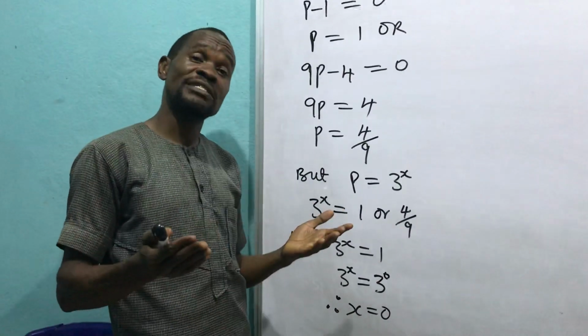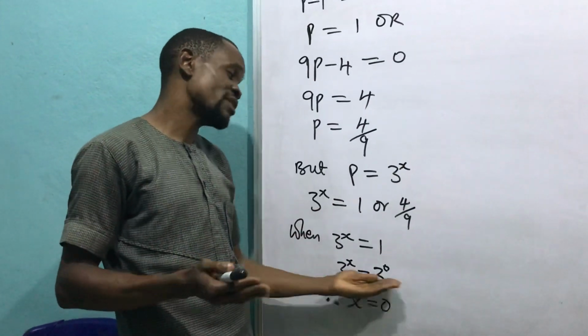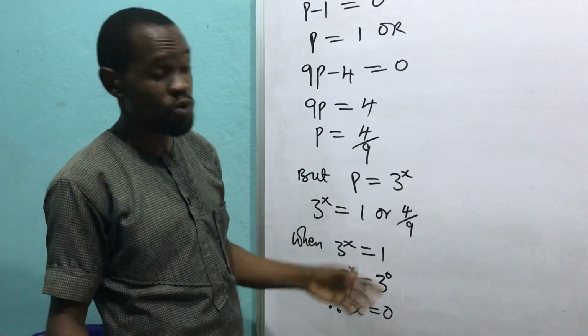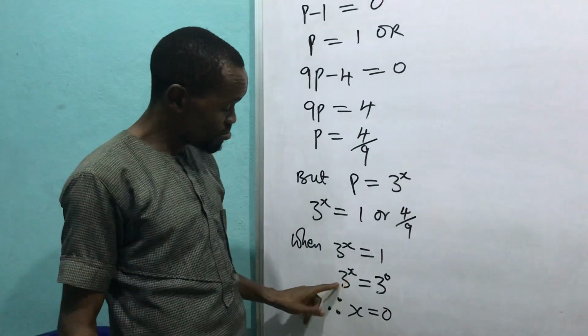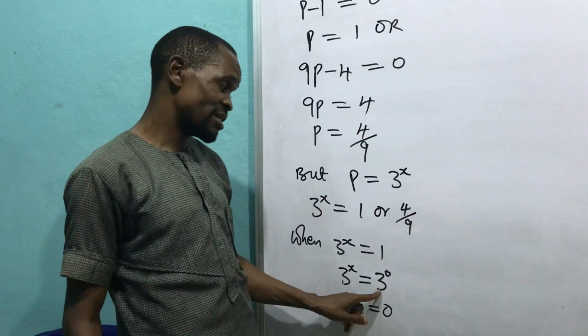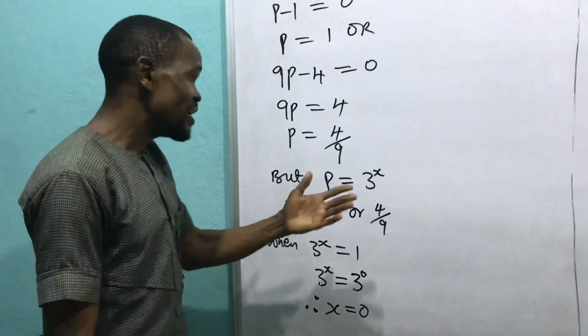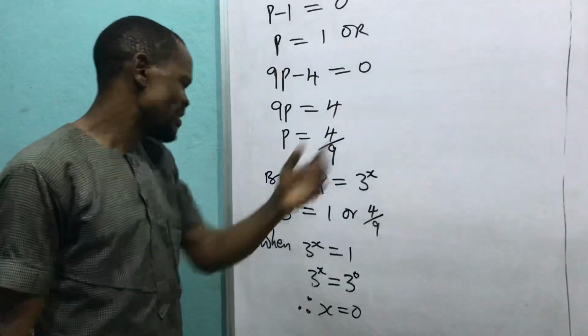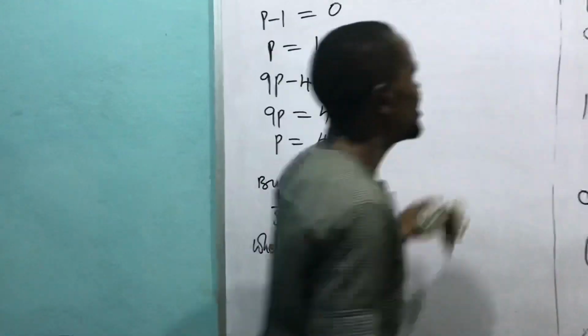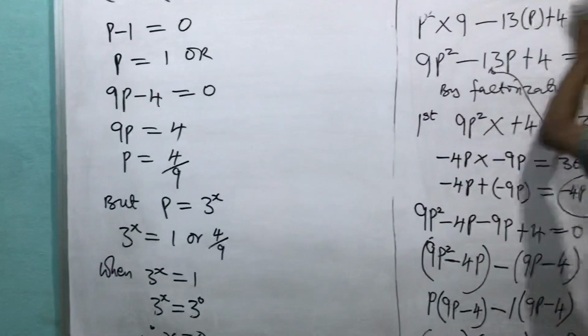Remember what we said about indices equations. If we can make them to have the same base, automatically their powers are equal. So I've made them to have the same base, base 3, and their powers are equal. Therefore, x equals 0. Then let us complete the rest here.